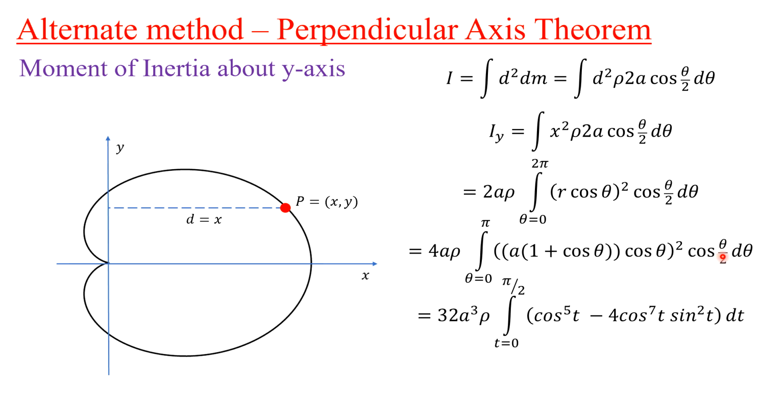Here we are using the substitution theta by 2 equal to t again. After simplification we get this integration, t varies from 0 to pi by 2, of cos to the power 5 t minus 4 cos to the power 7 t sin squared t dt. For both the terms we will separately apply reduction formulae, and at the end we get this answer: Iy is equal to a cube rho times 3328 upon 315. This is the moment of inertia about the y-axis.